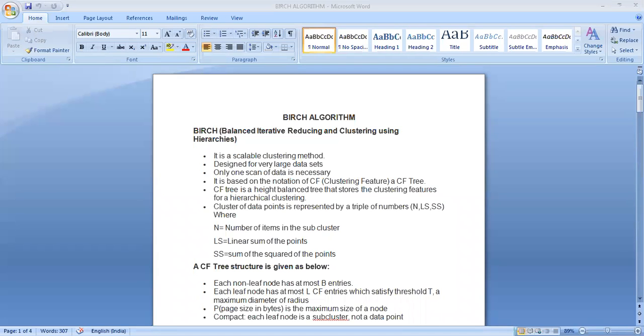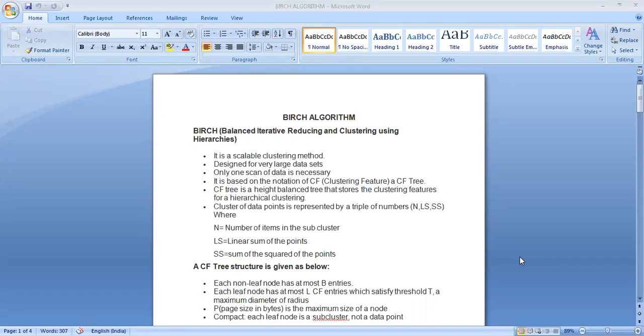Good evening, friend. I'm going to teach you. The topic that I'm going to teach you is the BIRCH algorithm. This is the algorithm that is used for clustering. BIRCH stands for Balanced Iterative Reducing and Clustering using Hierarchies.